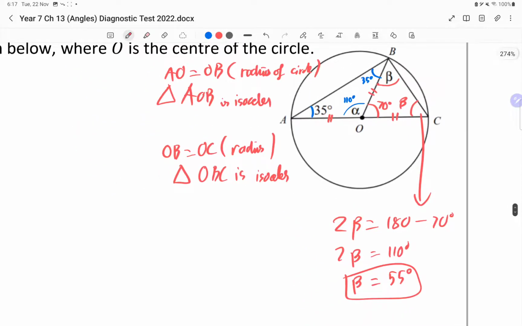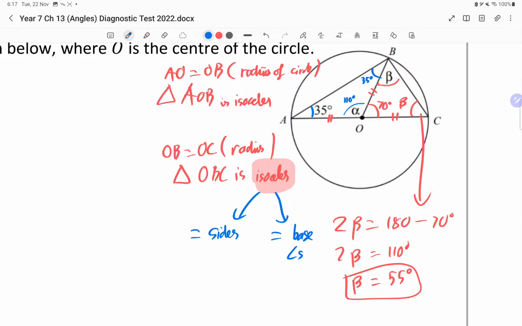So remember, isosceles triangle, when you see isosceles, you need to think of the special properties of isosceles. So equal sides and equal base angles. You have to think of these two concepts. If they are asking you to find sides, then you use this. If they ask you to find the angles, then you use this.